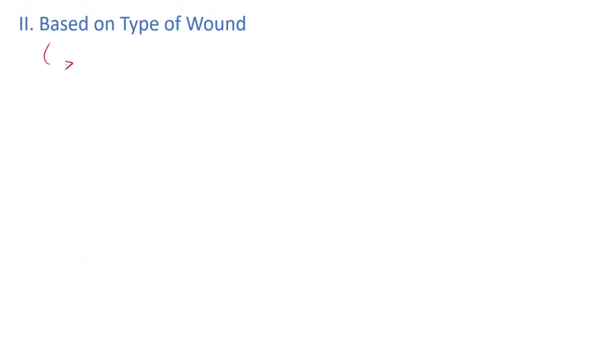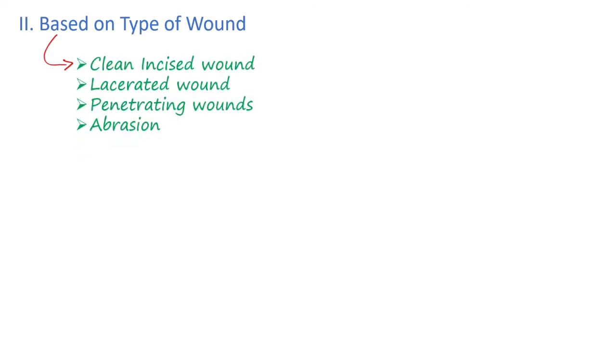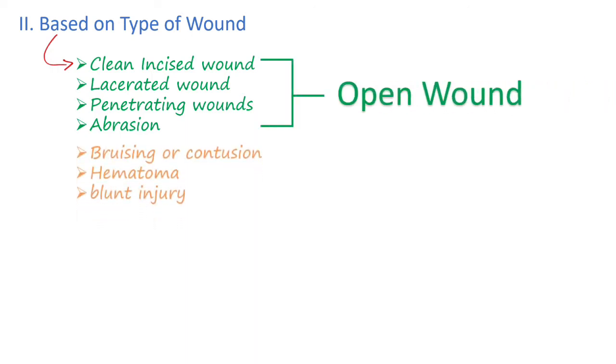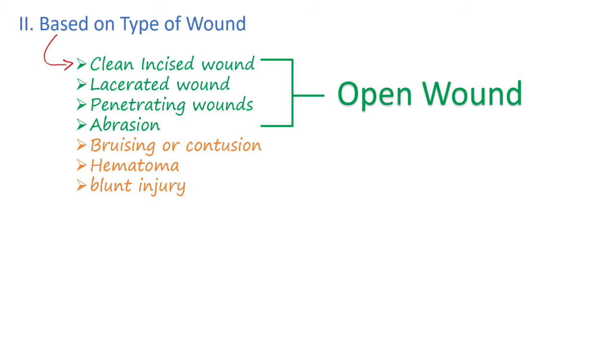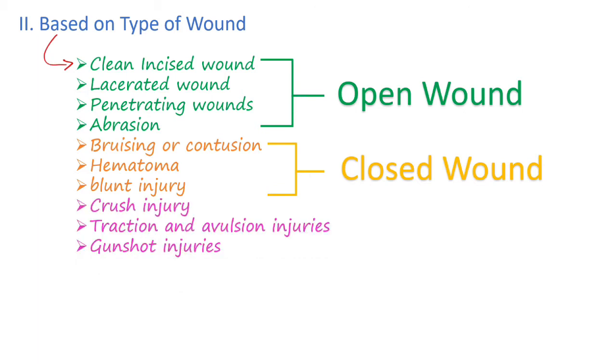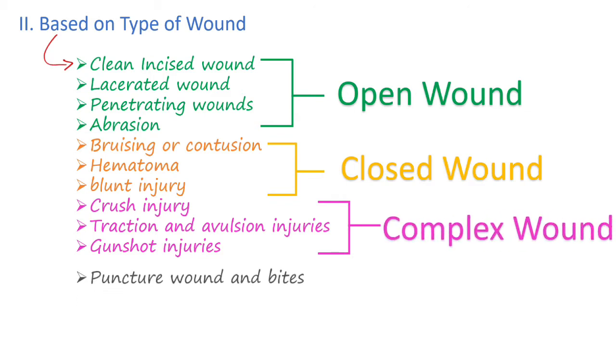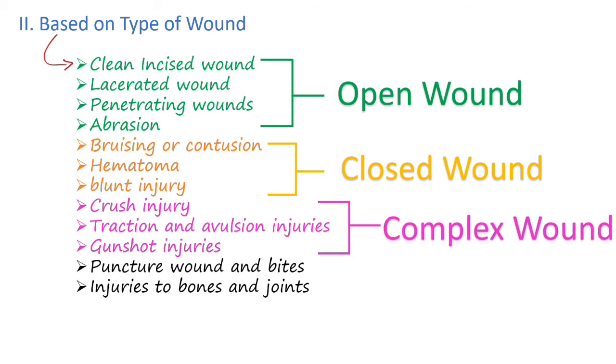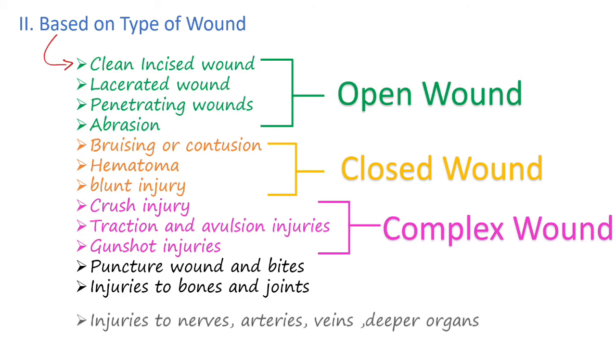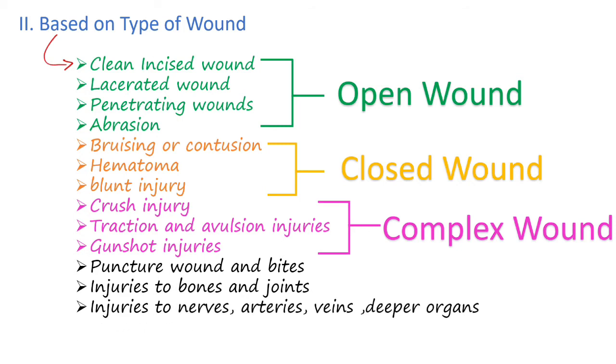Based on type of wound. Clean incised wound, lacerated wound, penetrating wounds, abrasion. They are open wounds. Bruising or contusions, hematoma, blunt injury. They are closed wounds. Crush injury, traction avulsion injuries, gunshot injuries. They are complex wounds. Puncture wounds and bites. Injuries to bones and joints. Injuries to nerves, arteries, veins, and deeper organs.